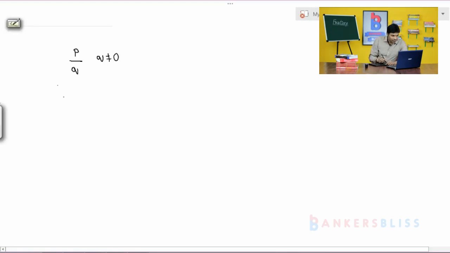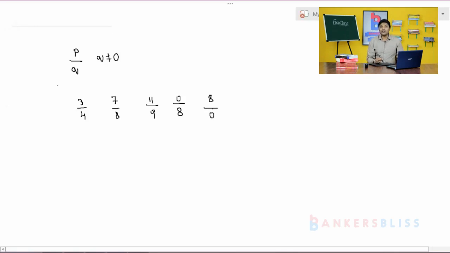See here, for example, 3 by 4, 7 by 8, 11 by 9, 0 by 8, these are all fractions. But 8 by 0 is not a fraction, because the denominator is 0. Denominator is 0 means it is not defined. If you do this in your scientific calculator, you are going to get a message called math error, means it is not defined.